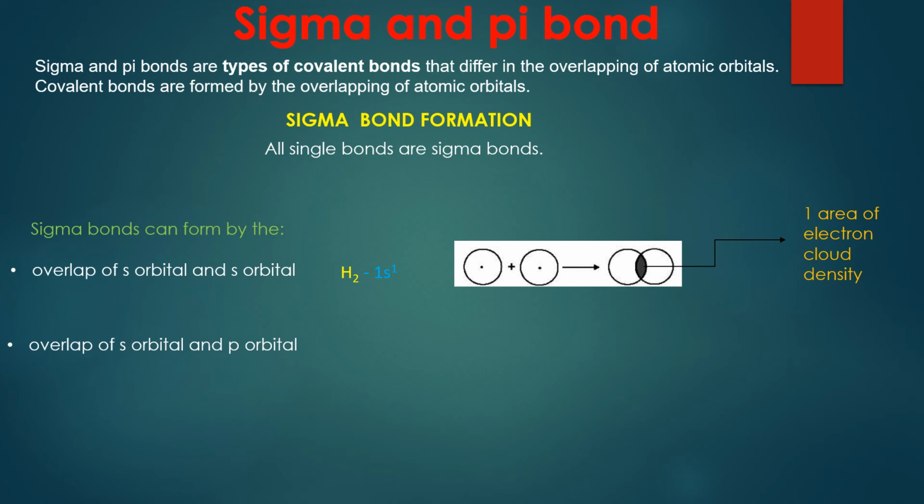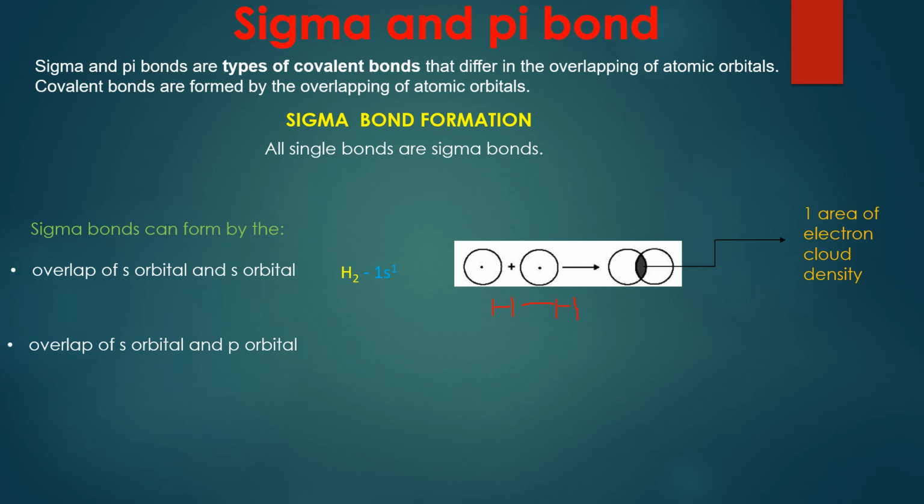So we can say that when the two s orbitals of the hydrogens overlap, there is one region of electron cloud density, which is going to result in the formation of one bond, which is a sigma bond. That is how single bonds are formed between hydrogen atoms.